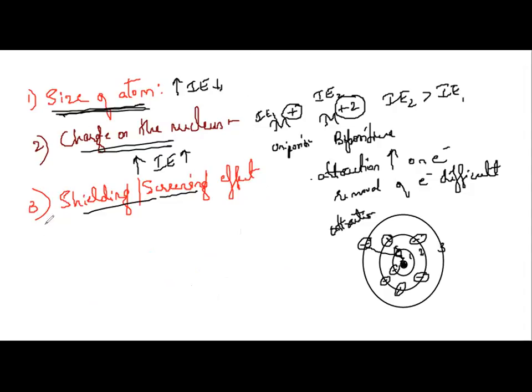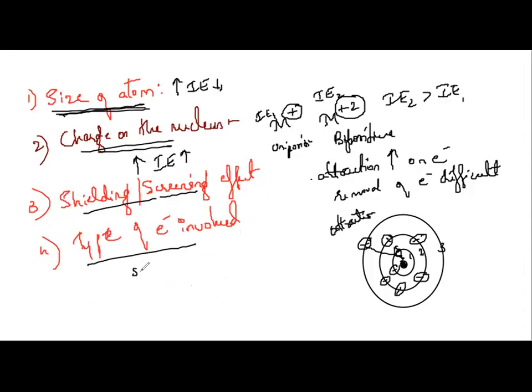Yes, the next point is that ionization energy depends on the type of electrons involved. One more reason, please do remember all these points. Questions appear on these factors only. Ionization energy also depends upon the type of electrons involved.